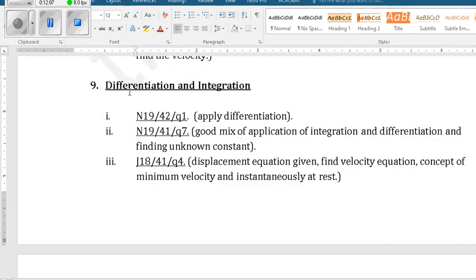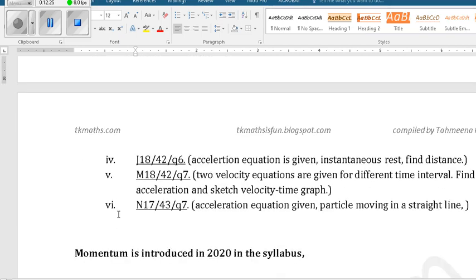And then calculus, differentiation and integration, where at times the acceleration equation is given to you, and then you have to solve for displacement, for velocity. So you integrate it, or otherwise you differentiate, vice versa. So I have given you here the questions, 6 questions, right? So you can practice these.